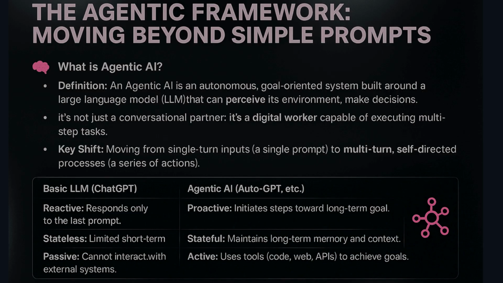While traditional LLMs provide immediate responses, agentic AI demonstrates proactivity, initiating actions that align with a long-term objective. It is stateful, meaning it can maintain memory and context across interactions, and active, capable of leveraging external tools like code, APIs, and the web to achieve outcomes. In essence, agentic AI transforms AI from a conversational assistant into a strategic collaborator, opening pathways for more complex, dynamic, and autonomous applications across industries.